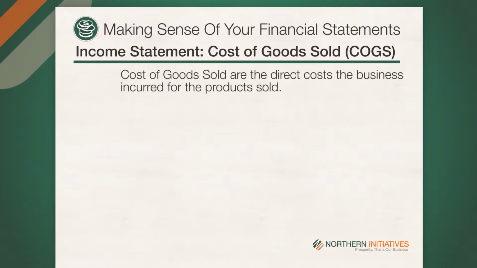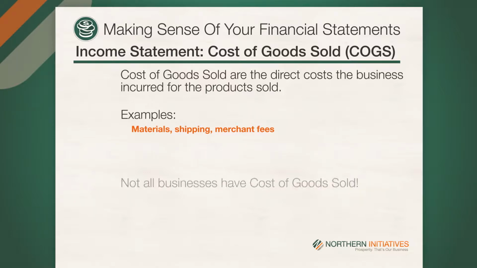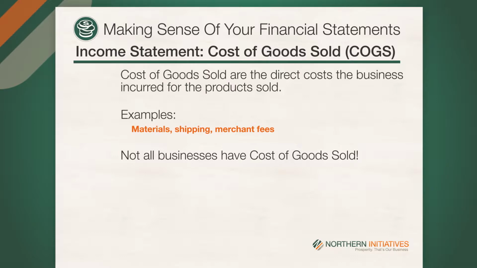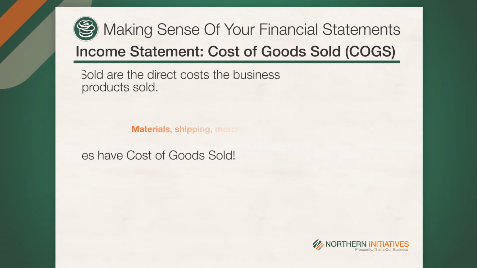Cost of goods sold are the direct costs the business incurred for the product sold. Examples include materials used to create the product, charges to ship the product, and merchant fees assessed when customers purchase the product with a credit card. Now keep in mind, not all businesses have cost of goods sold.